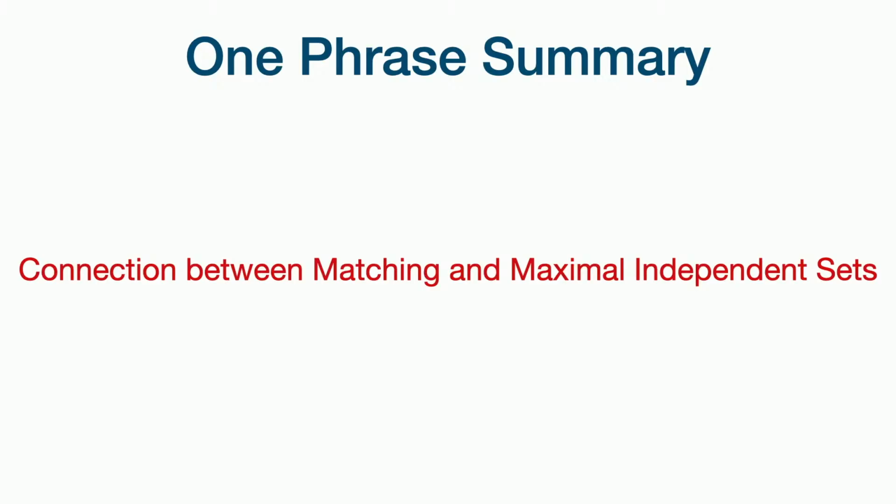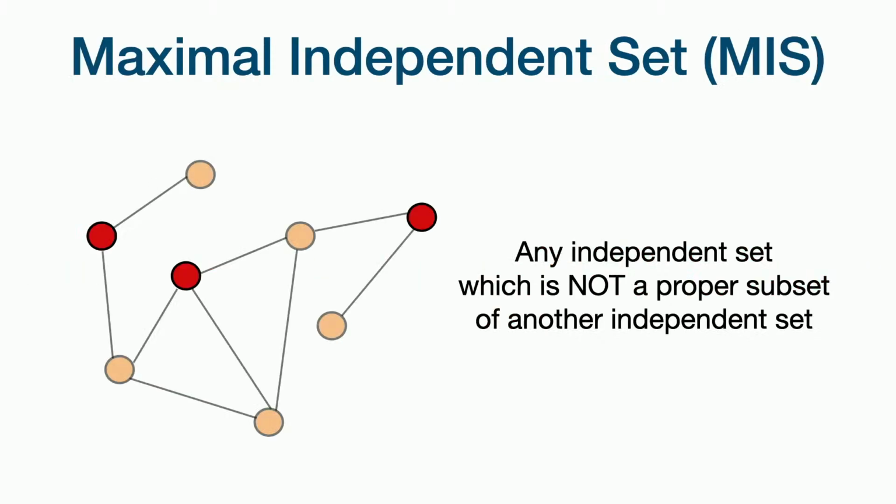Okay. All right, so about the techniques, if I wanted to give a one sentence summary of what we do, we give a new connection between matchings and maximal independent sets. So quick reminder, what is a maximal independent set? It's an independent set that's maximal. So you want to select a subset of vertices that are not adjacent, and you want to make sure that this subset is not a proper subset of another independent set.